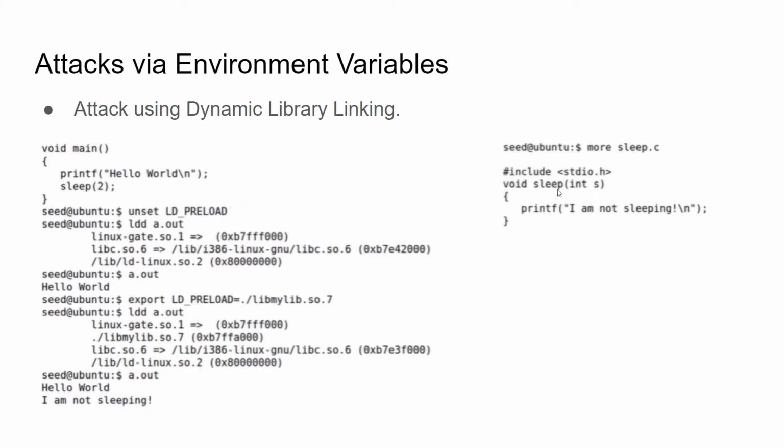But if we write source code like this, override the sleep function, and compile it to libmylib.so.7 as a library, then set the LD_PRELOAD environment variable to this library, when we run this program again, it will call the libmylib.so.7 library first and find the sleep function in there, then access the libc.so.6 library to find the printf function. In this way, we can run our code.